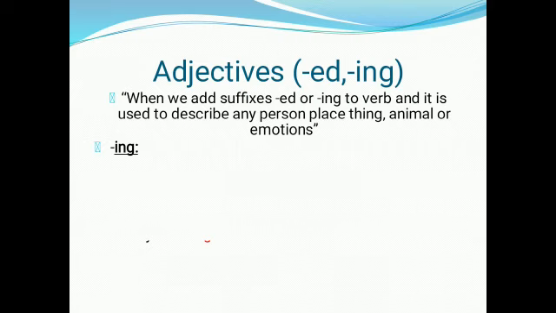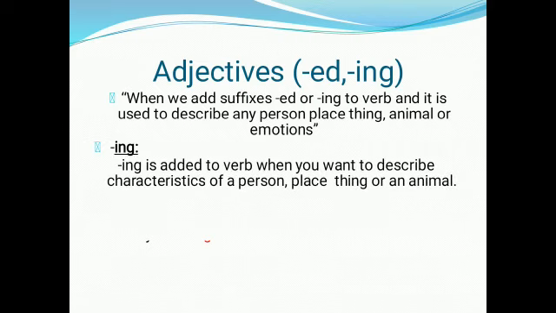The first one is ing. Ing is added to a verb when you want to describe the characteristics of a person, place, thing, or an animal. In simple words, when you want to describe a person, a place, a thing, or an animal, there you will use an ing adjective. One thing is missing here that I mentioned in the definition above, and that is emotions.